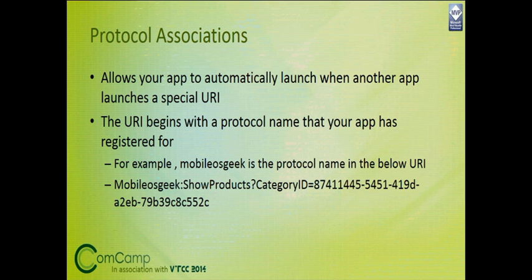The protocol association allows your app to automatically launch when an app uses the launcher API to launch the URI. And the URI generally has the protocol name which is associated with your app. For example, I can say my app is associated with a protocol called Mobile OS Geek. Mobile OS Geek is the protocol name. So then I can also pass the message saying Mobile OS Geek, and then I can pass the complete string as well in the URI.